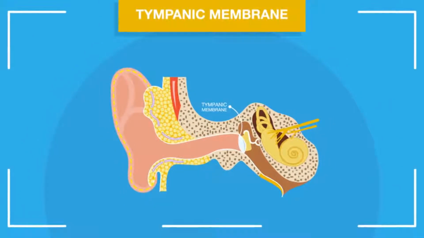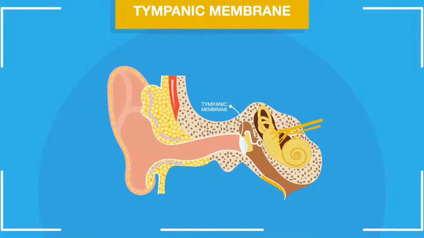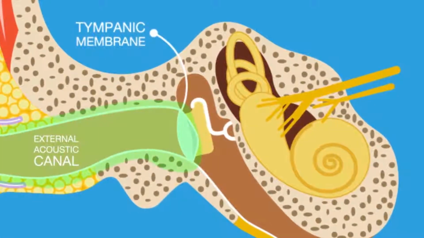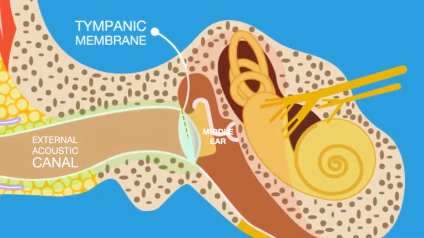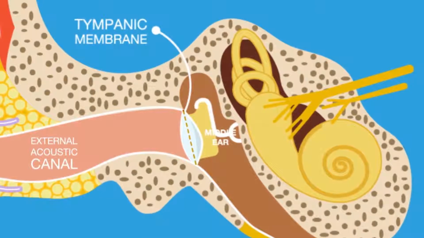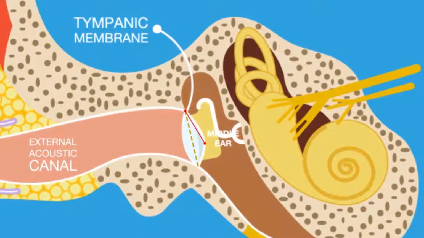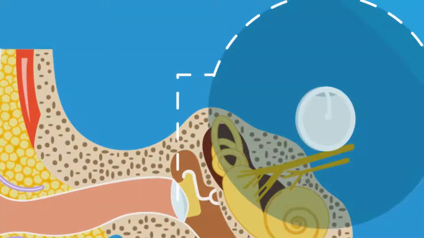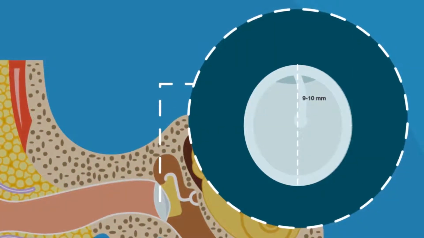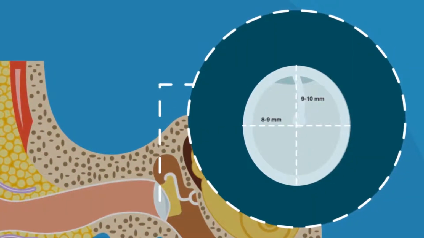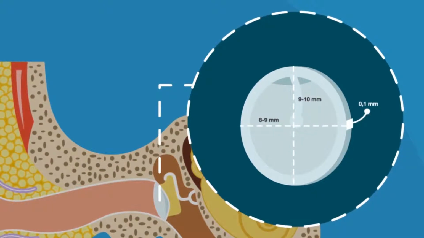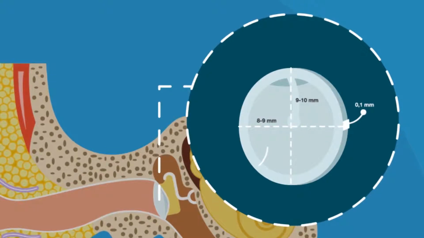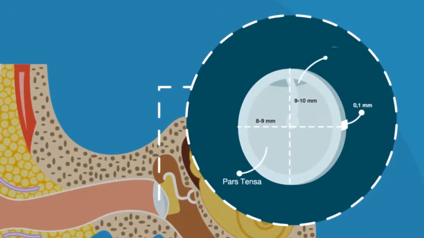3. Tympanic membrane or the drumhead. It forms the partition between the external acoustic canal and the middle ear. It is obliquely set, and as a result, its postero-superior part is more lateral than its antero-inferior part. It is 9 to 10 mm tall, 8 to 9 mm wide, and 0.1 mm thick. Tympanic membrane can be divided into two parts: pars tensa and pars flaccida.